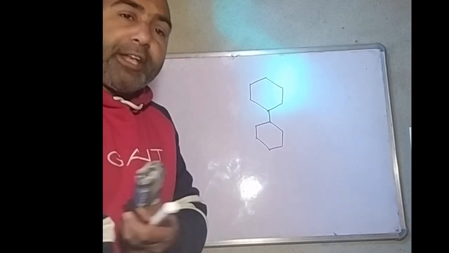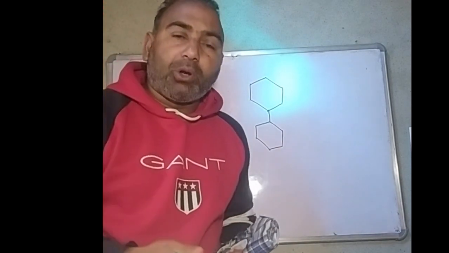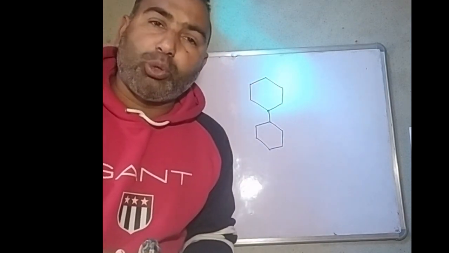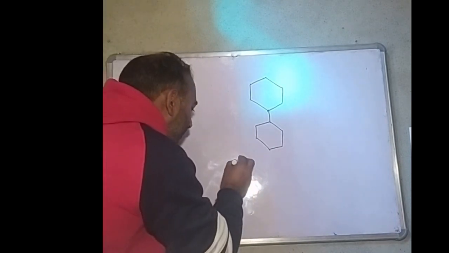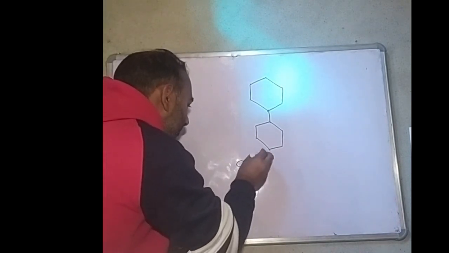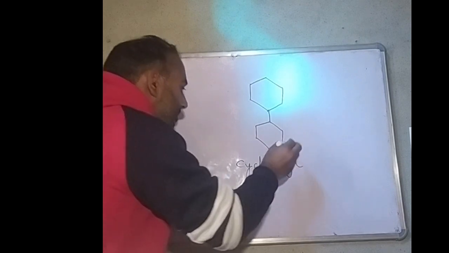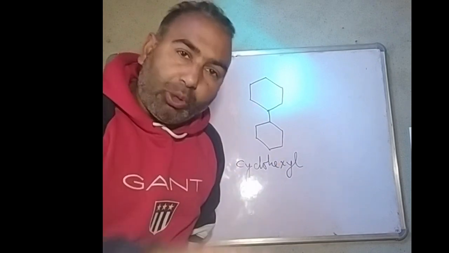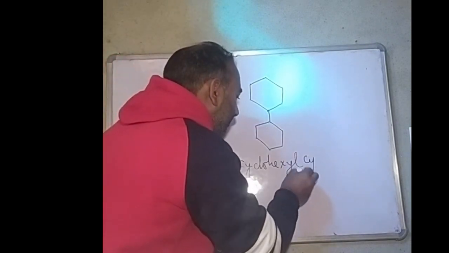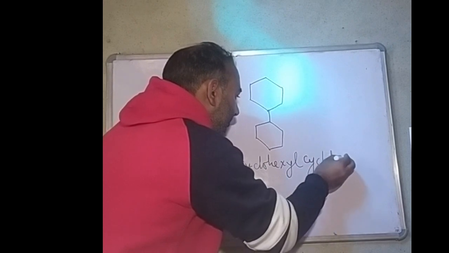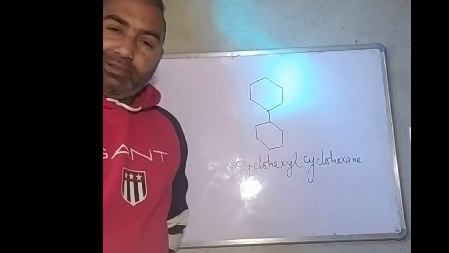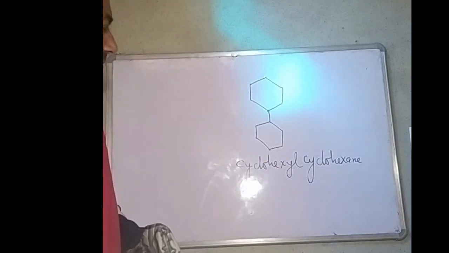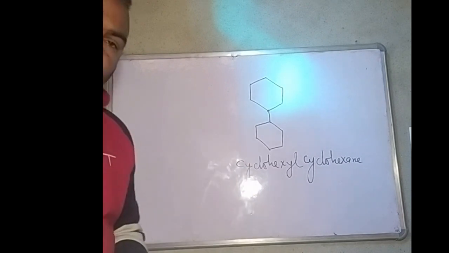The two ring systems are joined by a covalent bond, carbon-carbon covalent bond, by one linkage. Here, one cyclohexane ring will become substituent. So, its name will be cyclohexyl. Cyclohexyl, it is substituent. Then cyclohexane. So simple. Cyclohexyl, cyclohexane. Please make note of this.